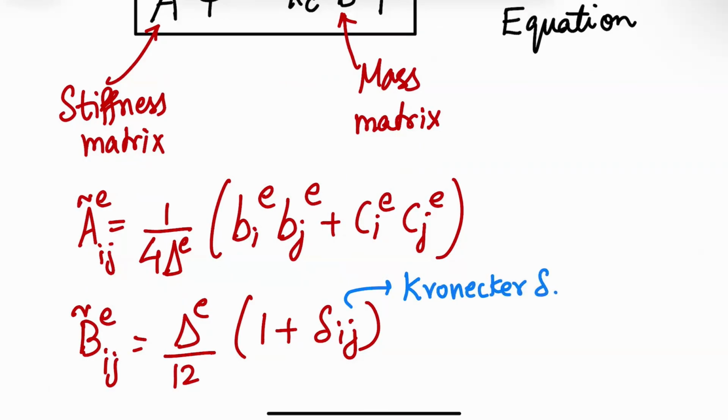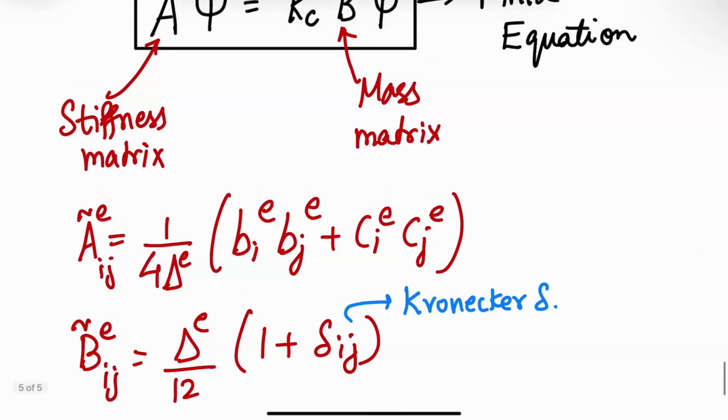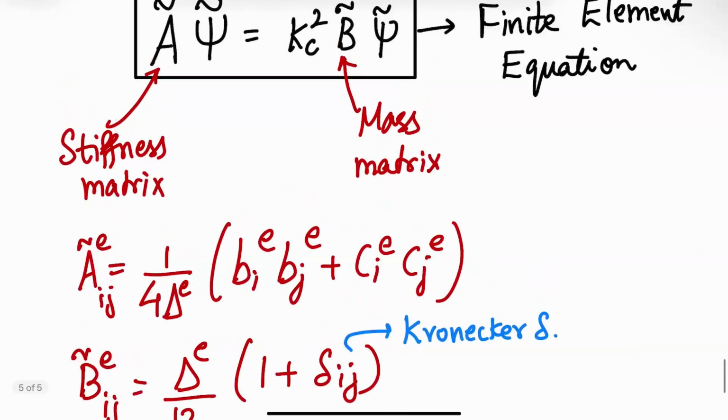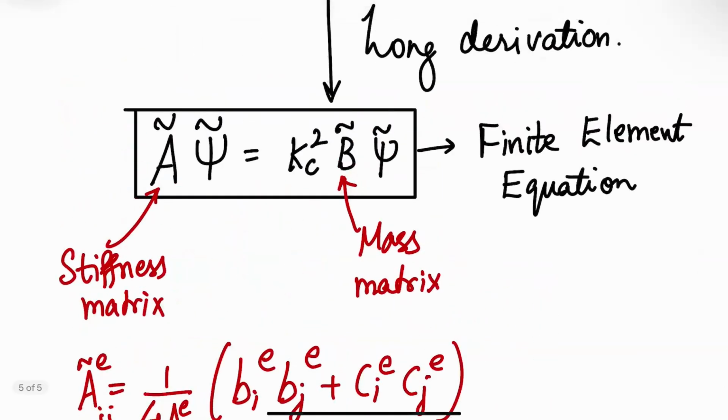So when i equals j, it's equal to 1. When i is not equal to j, it's equal to 0. Okay, so we'll derive these results, but essentially, what is this matrix equation telling you? This is a generalized eigenvalue problem, because this matrix is known, this matrix is known, it's entirely determined by the mesh. This is an unknown quantity, this is an unknown quantity. The eigenvalue, of course, is also unknown. And this is nothing but what is called a generalized eigenvalue problem.